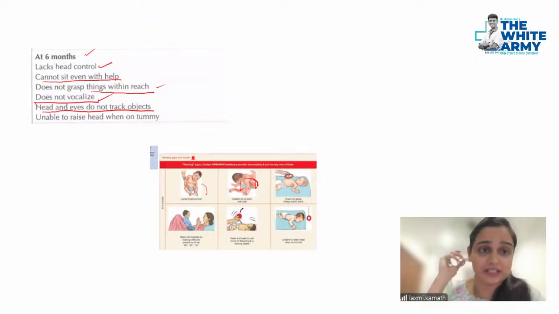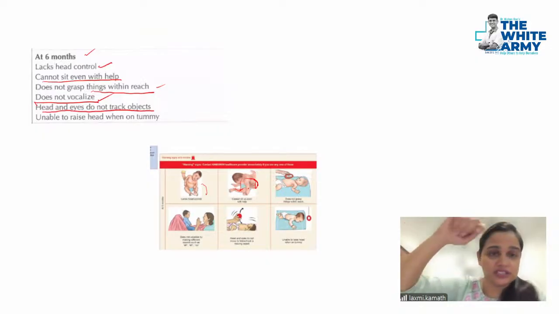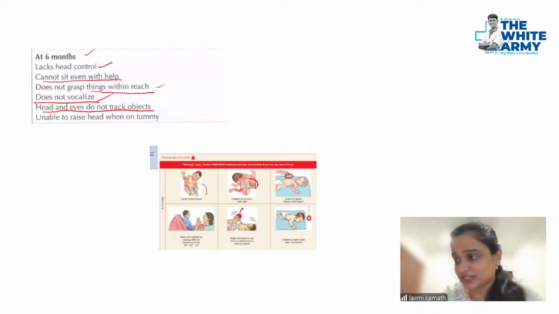And if the head and eyes do not track objects, like I already told you, during our developmental assessment, we had a red ring or a red bangle tied to a string or a thread. So when we move that red bangle, generally the child will track towards that object because it is a bright object. So if this doesn't happen, even at home, the mother keeps complaining that the child is just still, he doesn't turn towards any objects. This is a red flag sign.